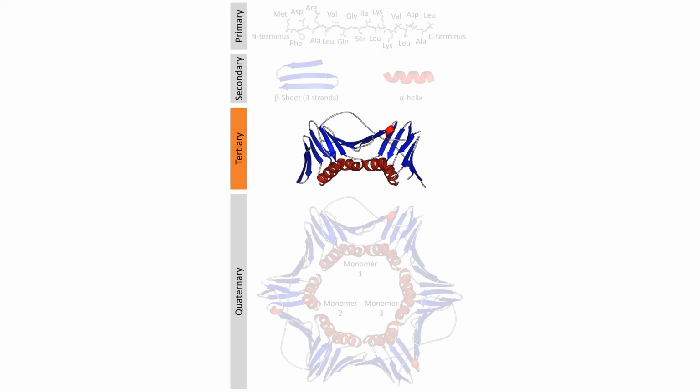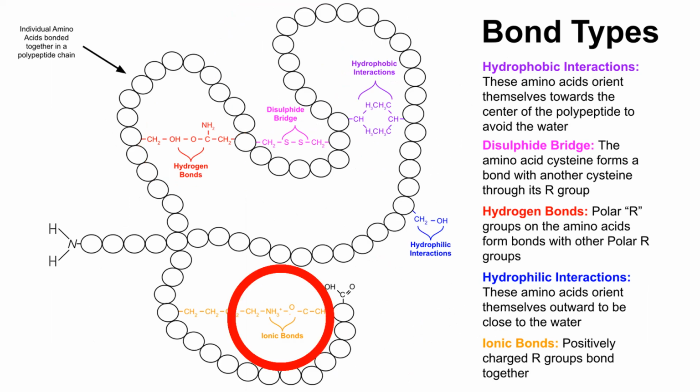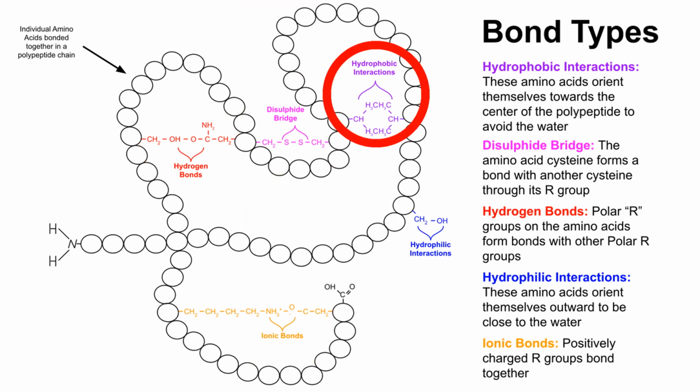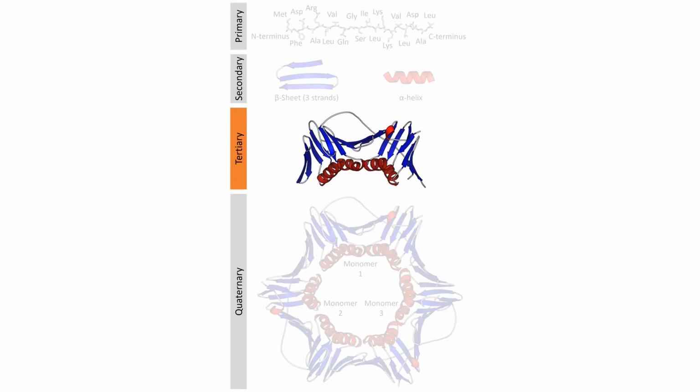Then we have the tertiary protein structure. This is formed by interactions among the R groups of the proteins through hydrogen bonds, ionic bonds, disulfide bridges, or hydrophobic and hydrophilic interactions. Here, the protein folds even more, and in some cases becomes functional. However, many other proteins require the final structure.